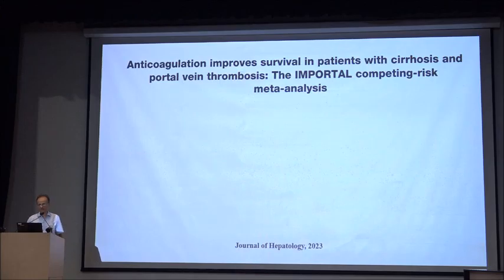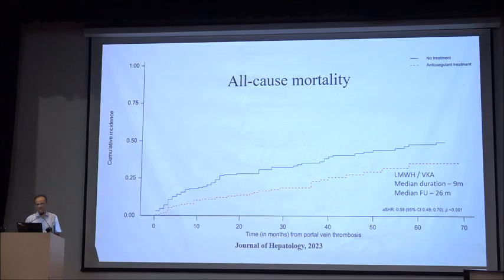So this was a meta-analysis of individual patient data, 5 studies, 500 patients, and in this study it was seen that the all-cause mortality was significantly less in patients who received the anticoagulants. Interestingly, the median duration of anticoagulant treatment was just 9 months, but the favorable effect was seen up to 26 months as well. So there was a prolonged beneficial effect of the anticoagulants in this meta-analysis.